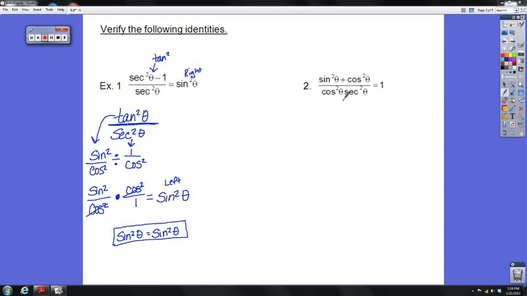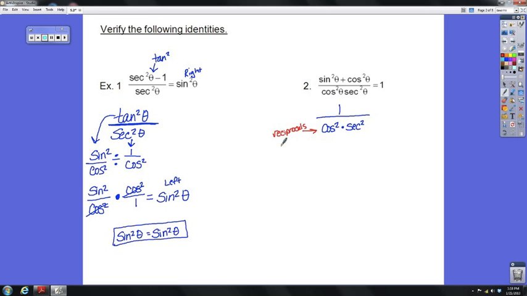Okay, let's try number 2. Obviously the left-hand side is more complicated than the right-hand side, as with number 1. So looking at the numerator, sine squared plus cosine squared on your green sheet is 1. So 1 over cosine squared. There's no addition or subtraction here, so that means times secant squared. Now, you need to start recognizing when you are looking at reciprocals. Cosine and secant are reciprocals.